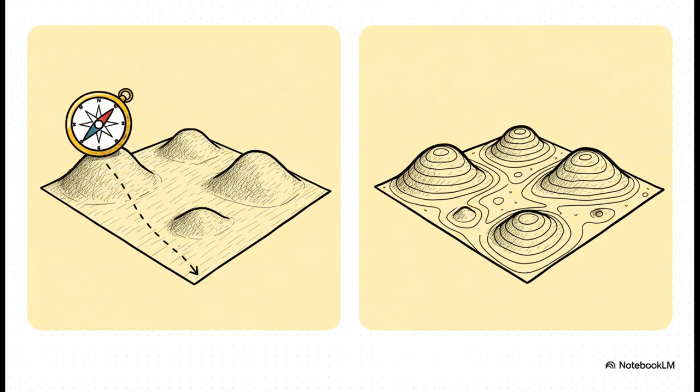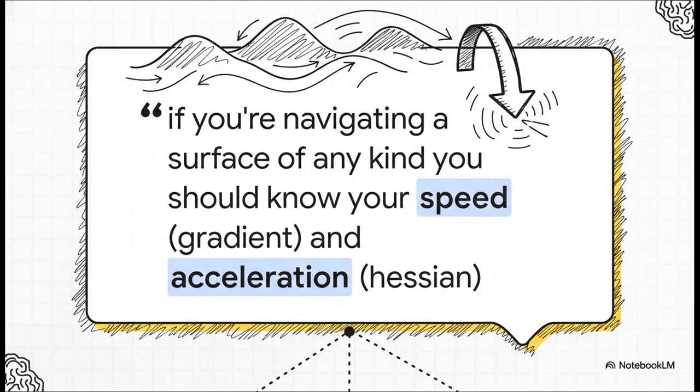Then you've got the second derivative, called the Hessian. Think of this as your terrain map. It tells you about the shape of the land right around you. Are you in a wide, gentle valley or on the edge of a steep ravine? Knowing the curvature of the land helps you decide how big of a step to take. I love this quote here. It just nails it. The gradient is your speed and your direction. The Hessian, that's your acceleration. It tells you how the slope itself is changing under your feet. Put them together, and you have a seriously powerful navigation system.